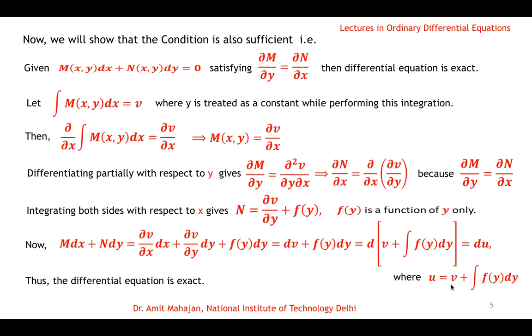Okay, and now we know that if this left hand side can be written as derivative of some function u, then the solution of the differential equation is nothing but u is equal to constant. That means it will be this equal to constant. What is v here? V is integral of m dx, where y is treated as constant. And what is fy here? Fy is, from here, the terms of n which do not contain x. It is a function of y only, so we can use v from here, fy from here, and we can write the solution. Okay, let us see this again.